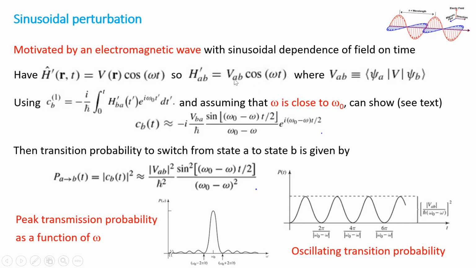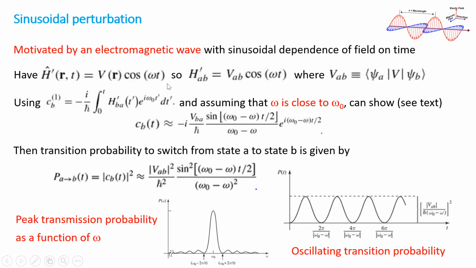So to do that, we looked at a two-level system just to keep things simple. We first solved it exactly, getting some relationships for the derivatives of CA and CB. Then we looked at where the perturbation was small, and we looked at zeroth, first, and second order. And then we saw that to first order, there was a chance to switch from state A to state B. And that was given by this expression here.